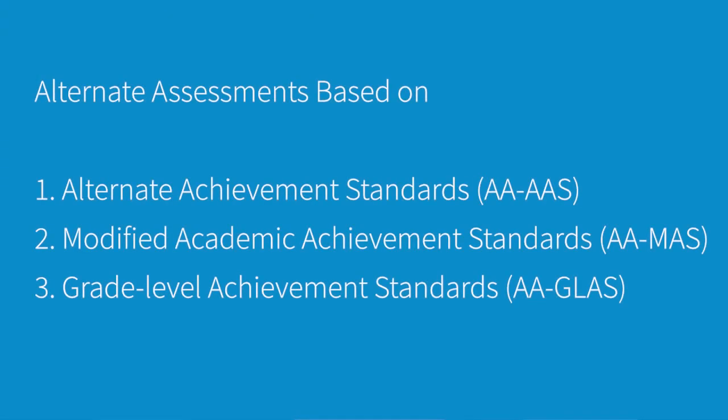There are 3 types of alternate assessments. One's based on alternate achievement standards for students with the most significant cognitive disabilities. Ones that are based on modified academic achievement standards for students who are on track to learn general grade level content but may need extra time to accomplish this. And those assessments that are based on grade level achievement standards for students with disabilities who need an adjustment to testing formats or procedures that are not part of the general assessment and can't be addressed with the use of accommodations. There are 2 links in the description of this video with more information about alternate assessments.